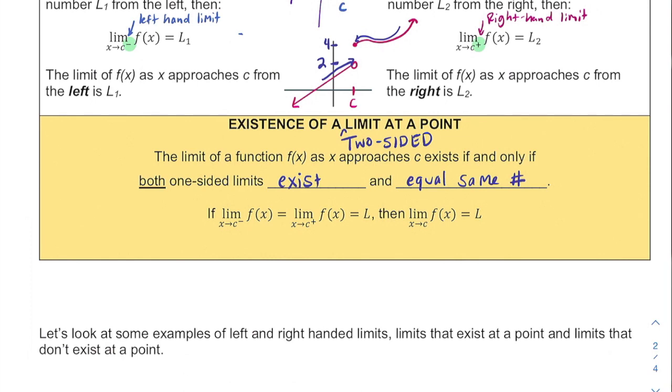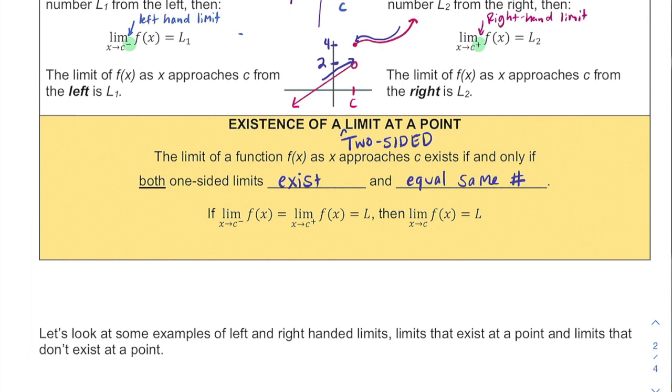If the limit as x goes to c from the left, that's what the minus means, of our function f of x is equal to the limit as x approaches c from the right of f of x, and it equals some number, we'll call that number L, then that means the two-sided limit exists, and so then we could write that the limit as x goes to c in general. So we don't have to put a left or a right on it anymore. We can just say the limit as x goes to c of our function f of x is equal to L. So now let's look at some examples of some left and right-handed limits from graphs.